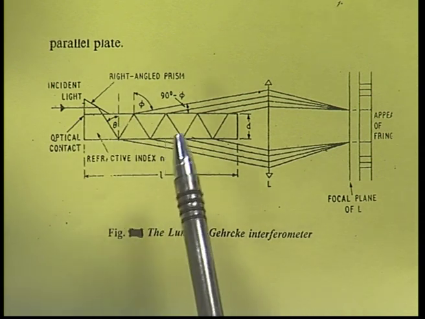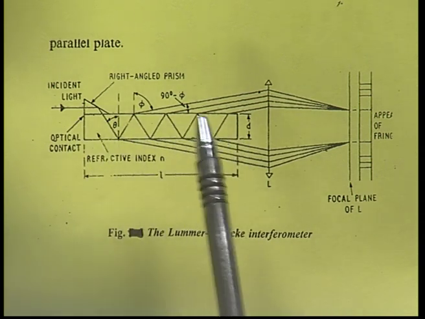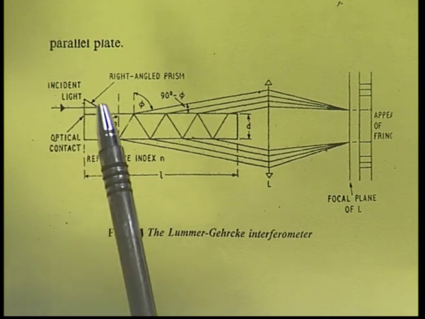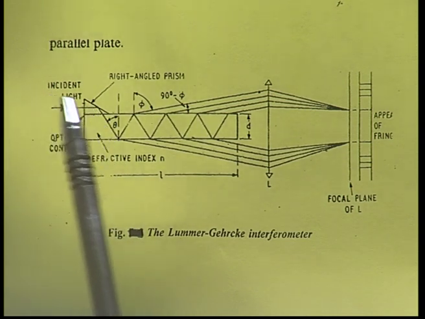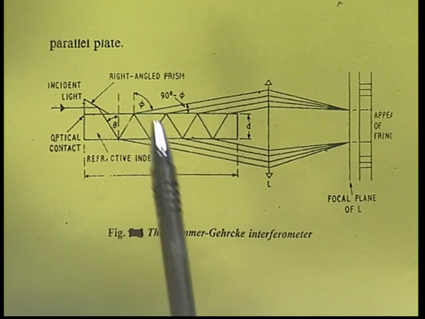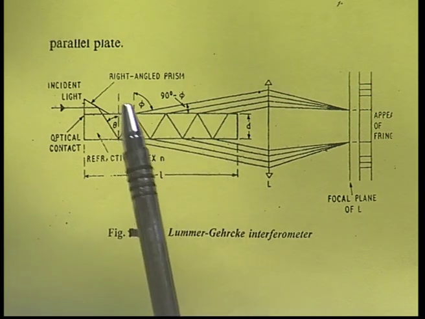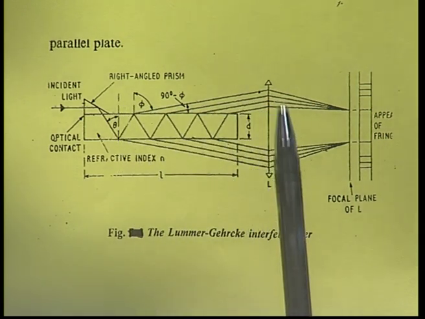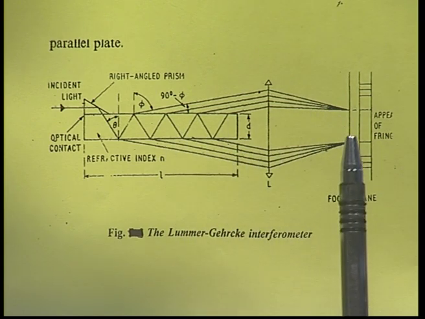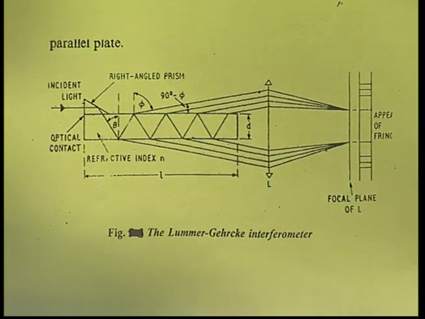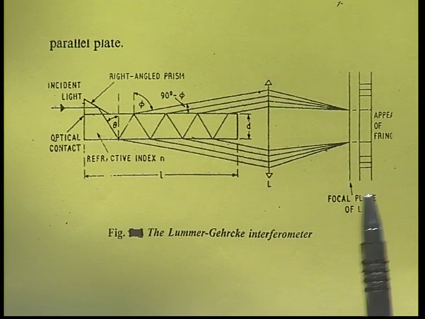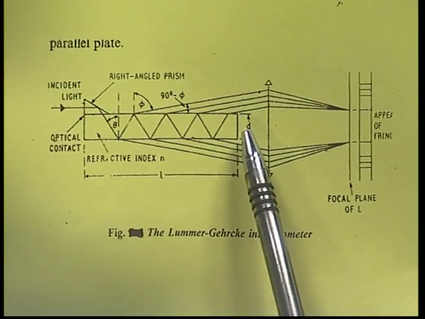This interferometer is a simple plate attached to a simple right angled prism. The light ray enters into this and gets reflected several times, and using a lens it is caught on this particular focal plane, and we will get a spectrum of that. D is the thickness of this particular plate.